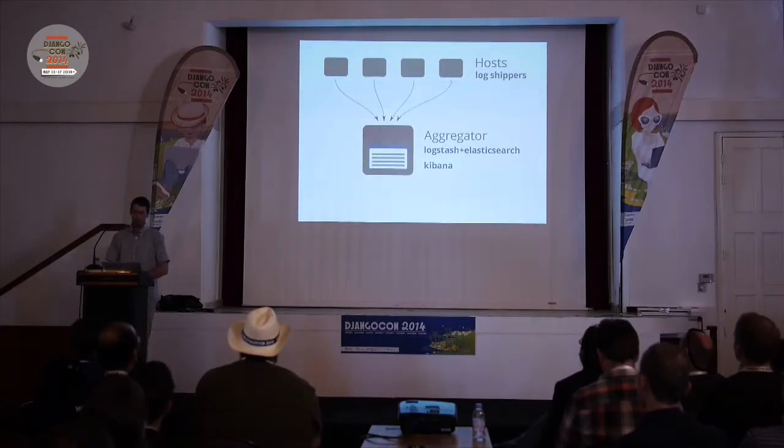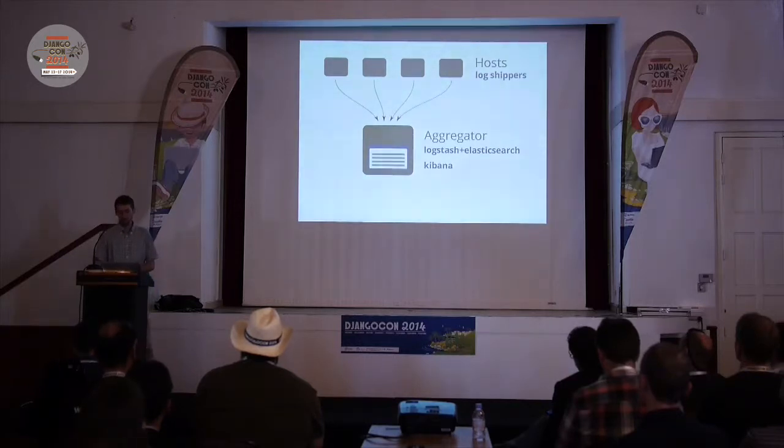So that's basically what it looks like. Hosts run agents called log shippers, and the aggregator solution that we're going to use is the combination of Logstash and Elasticsearch. Logstash will take a list of log sources and watch for them and basically dump every entry into Elasticsearch. And then there is a very powerful interface for visualizing Elasticsearch data, which is called Kibana.